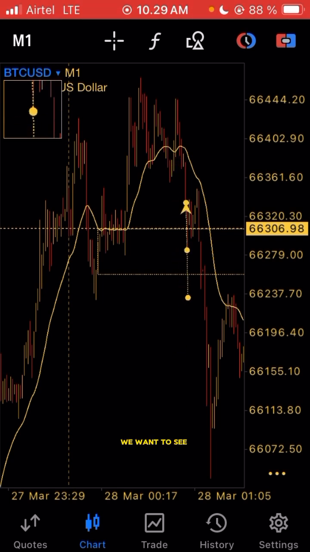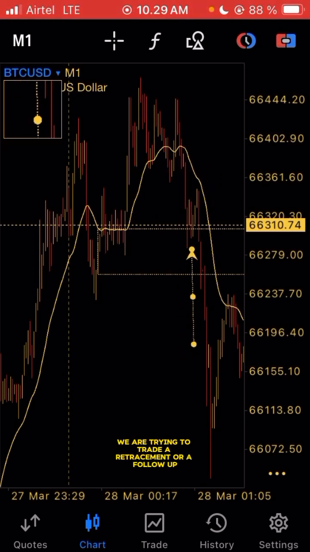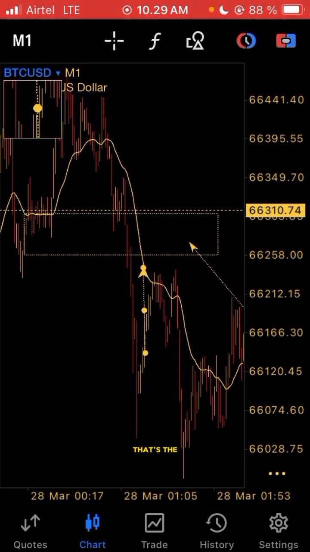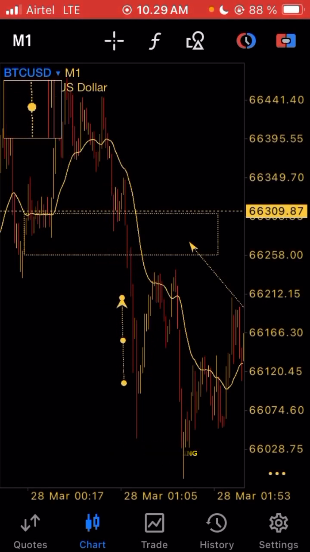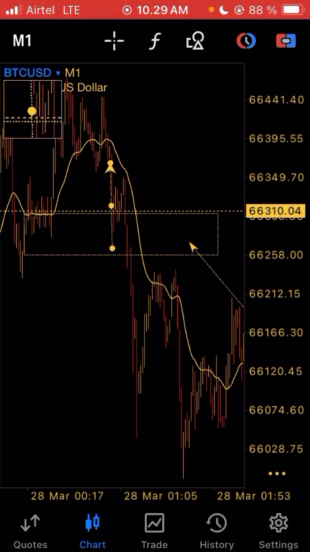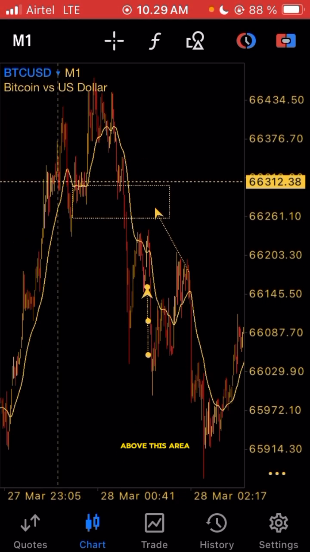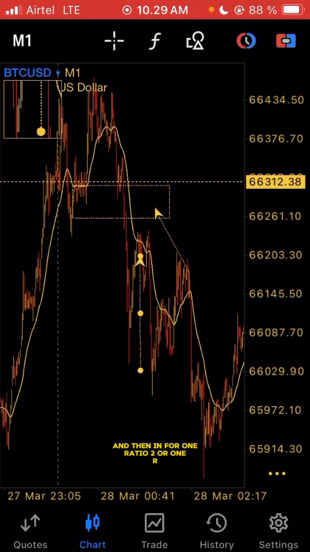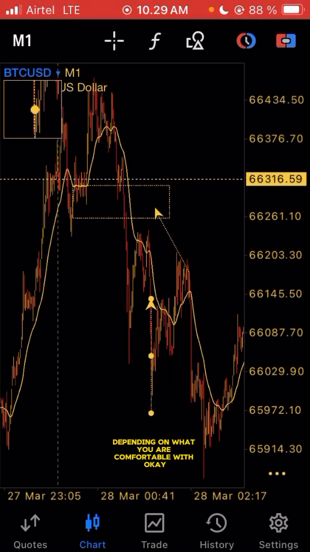We want to see that the price has already crossed over, which is correct. Now we are trying to trade a retracement or a follow-up. That's the second thing. Now since the price has crossed during this level, what are we seeing? We are seeing bearish momentum from this area. Now we can take our sell and put our stop loss above this area or above this area for safety, and then aim for 1:2 or 1:3, depending on what you are comfortable with.